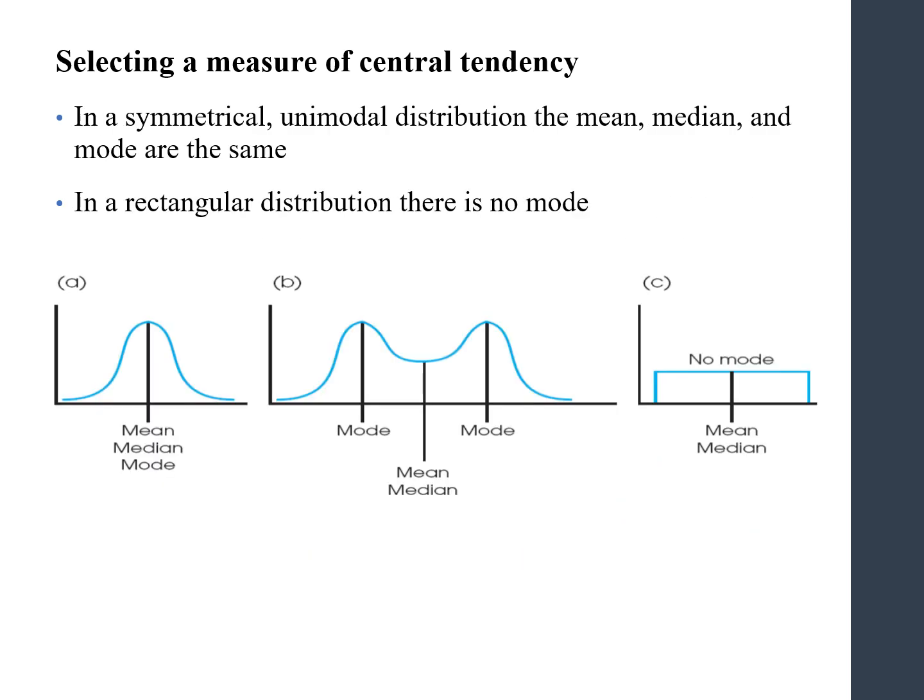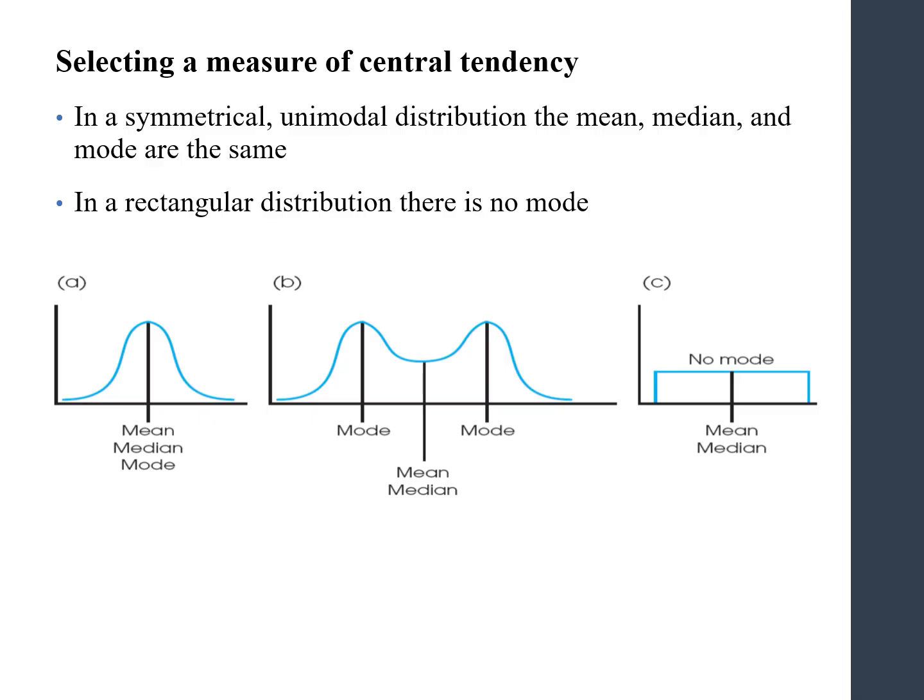If the distribution is normal, the mean, median, and mode are all at the same point in the distribution. We would call this a unimodal, meaning one mode distribution. However, sometimes you might come across a bimodal distribution, such as the middle image where there are two peaks, and the mean and median sit in the center.